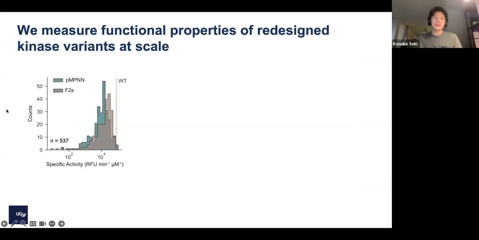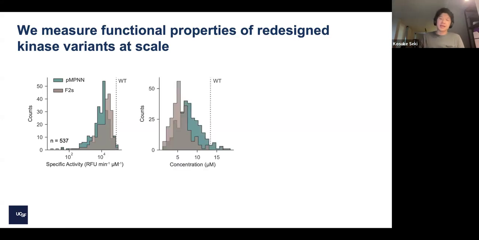And so at the end of the day, we collected data on about 537 different kinase variants. And here I'm just going to show you a bunch of histograms. Here on the x-axis is the specific activity level of each enzyme, and on the y-axis is counts. In blue is ProteinMPNN, and brown is frame2seq. And so you can see that we see a very wide distribution of activity in both ProteinMPNN and in frame2seq variants.